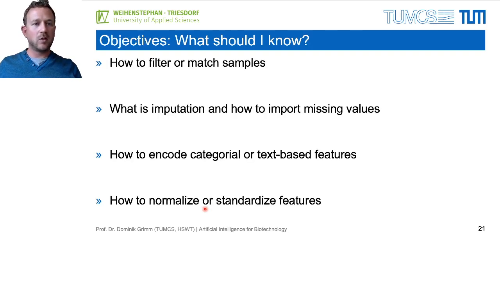So, what should I know? We should know how we filter or how we match samples. We should know what imputation is and how we can impute missing values and why imputing missing values is important. And then we have to encode categorical or text-based features using different techniques like one-hot encoding, and we have to know what normalization and standardization are and why this is important. That brings me to the end of this lecture.